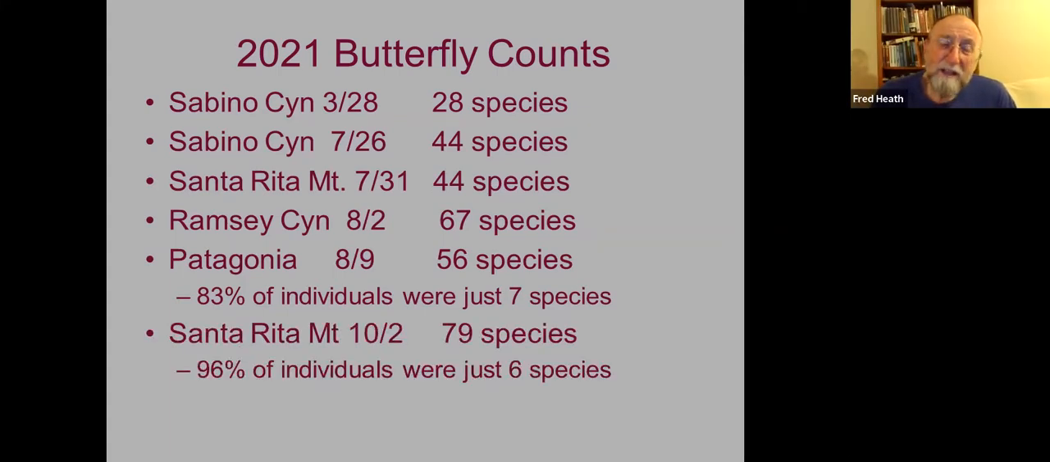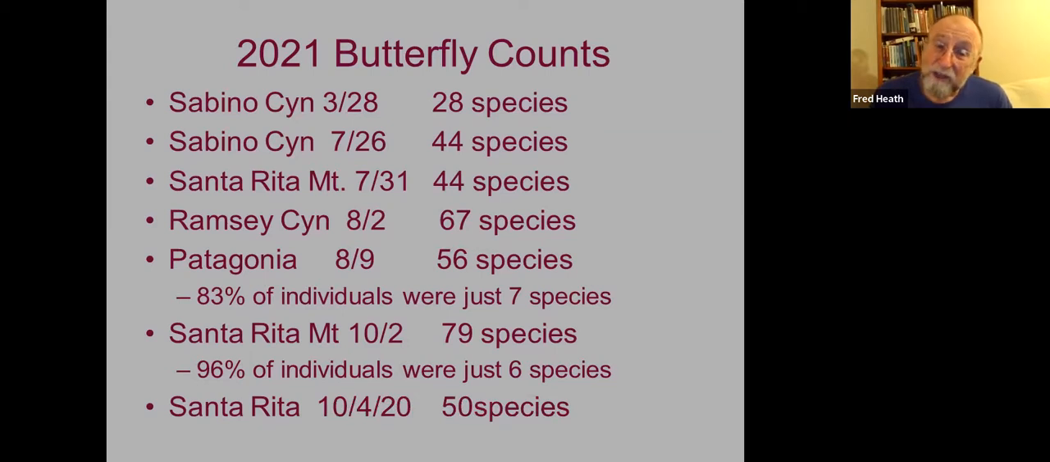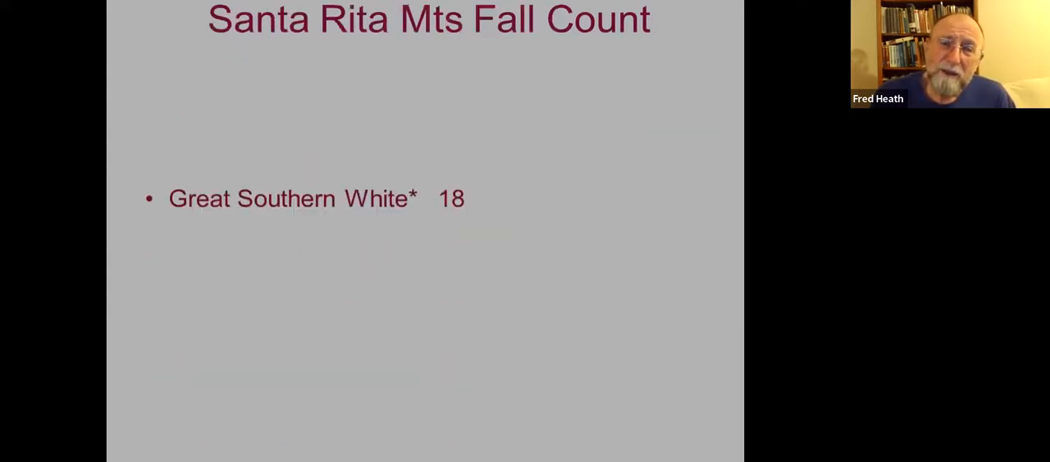Okay, so the Santa Rita Mountains count, the fall count, which is done in October, on October 7th, had 79 species. I think the highest we ever had was 81, so it was pretty good. But again, the number of individuals, 96% of them were just 6 species. But last year's, the 2020 Santa Rita count, had only 50 species. So you can see there's a big difference the rain made.